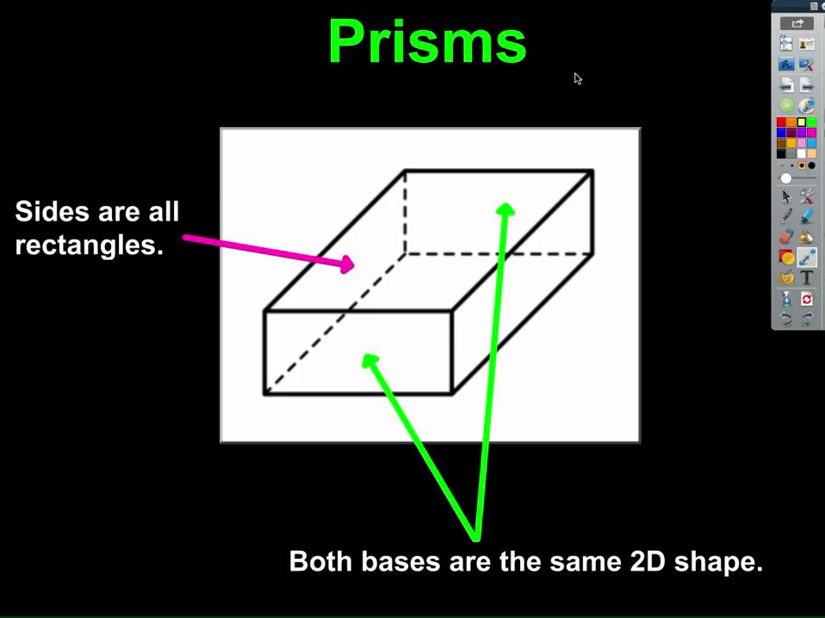The reason why they're called three-dimensional shapes instead of two-dimensional shapes like squares, rectangles, circles, is that three-dimensional shapes have height, a length, and a width. So it takes up 3 dimensions.